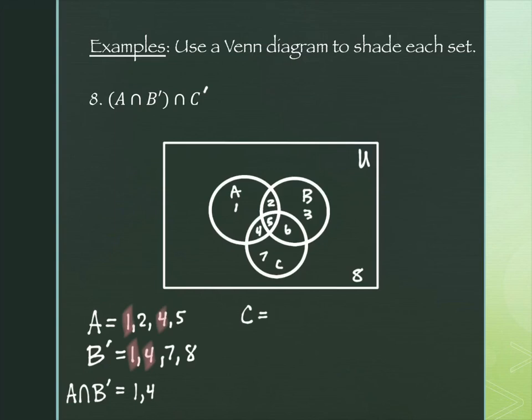What elements are in C complement? 1, 2, 3, 8. Perfect. Okay, so we have the A intersect B complement now, and it should be the intersection of that with C complement. Intersection means what they have in common. So I'm comparing this list, which has 1 and 4, with this list, which is 1, 2, 3, and 8. It's just 1. And up in my picture, I would just shade 1.